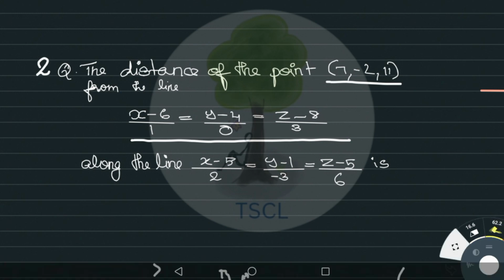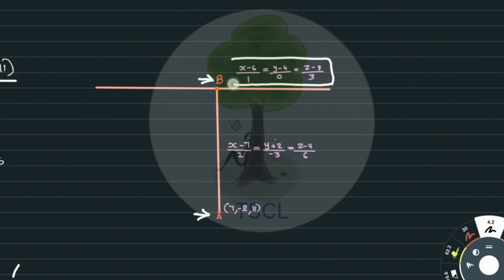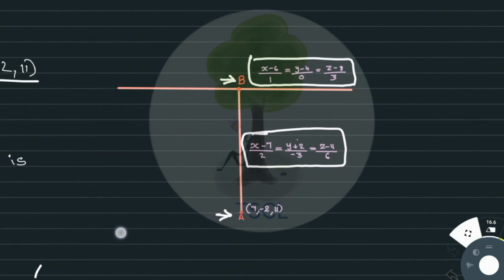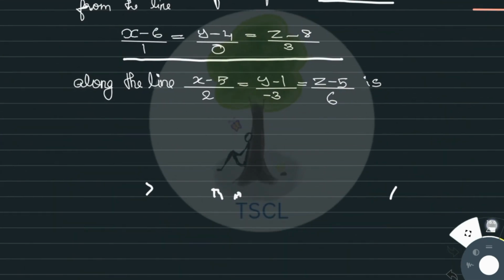Now let's look at the diagrammatic form of this equation. So this is the point B and this is the point A. Point B lies on the line with Cartesian form this, and point A is along the line x minus 7 by 2 is equal to y plus 2 by minus 3 is equal to z minus 11 by 6. Now let's start answering the question. I hope this diagram is clear.